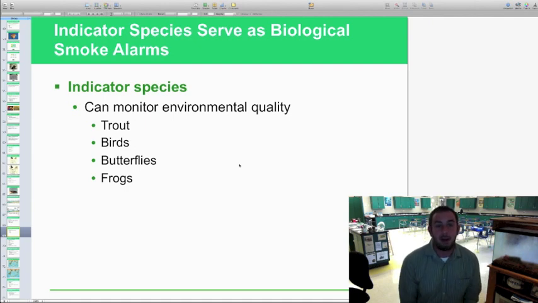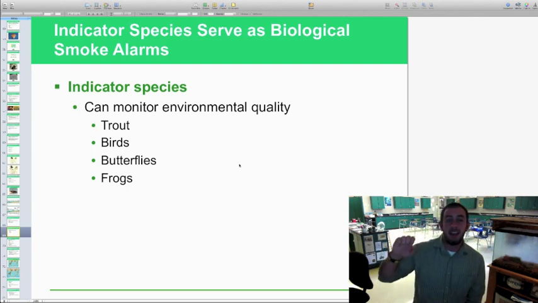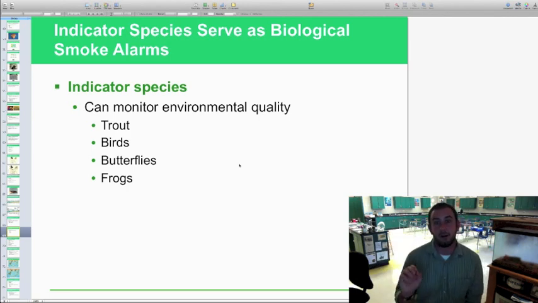So they're very good at monitoring, like trout, for instance. They live in very cold streams. They're very sensitive to pH and different things in the water. So if their numbers start to go, that could be a cue that your water quality is going down. Same thing with birds and butterflies. They live in the air. They thrive in the air. If something bad is happening, oxygen or air quality-wise, they're going to let you know.